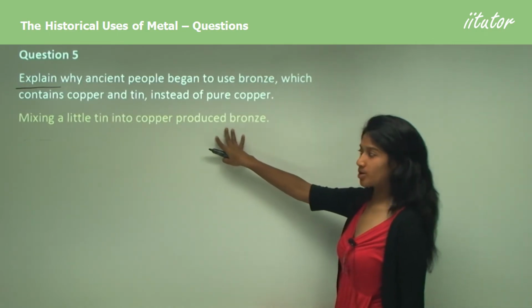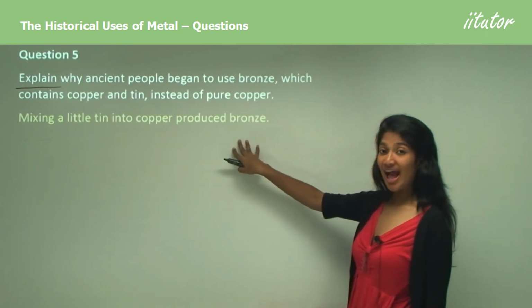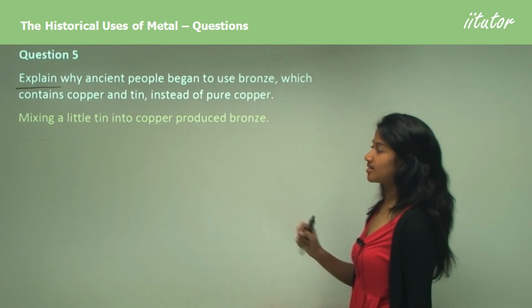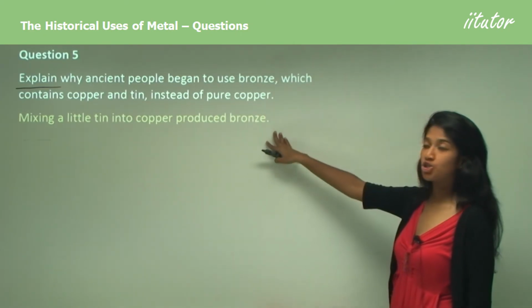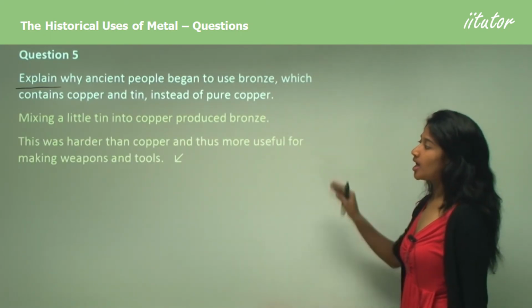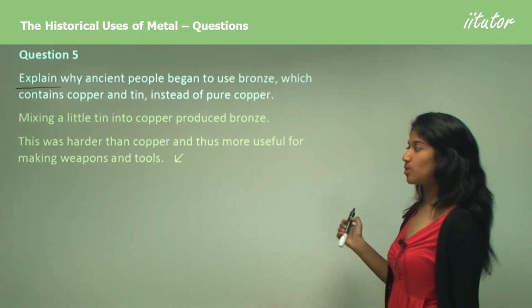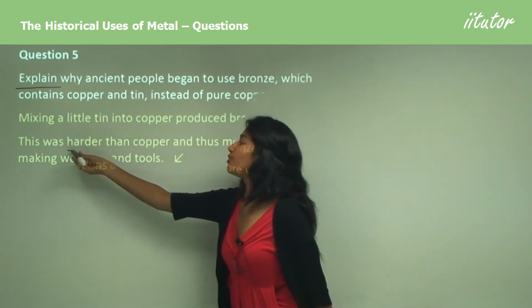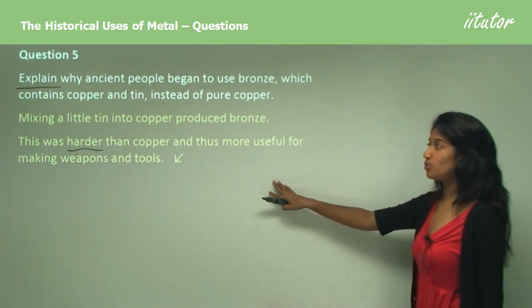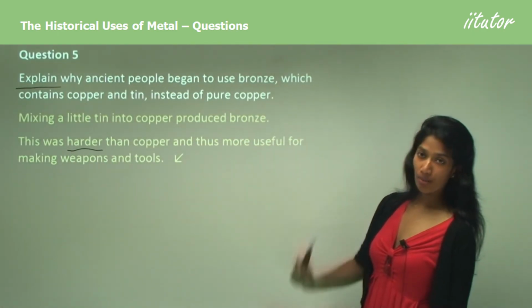First, define what bronze is. Because bronze is an alloy of copper, you would say mixing a little tin into copper produces the alloy bronze. It was harder than copper and thus more useful for making weapons. So, harder is the reason why bronze is better than copper.